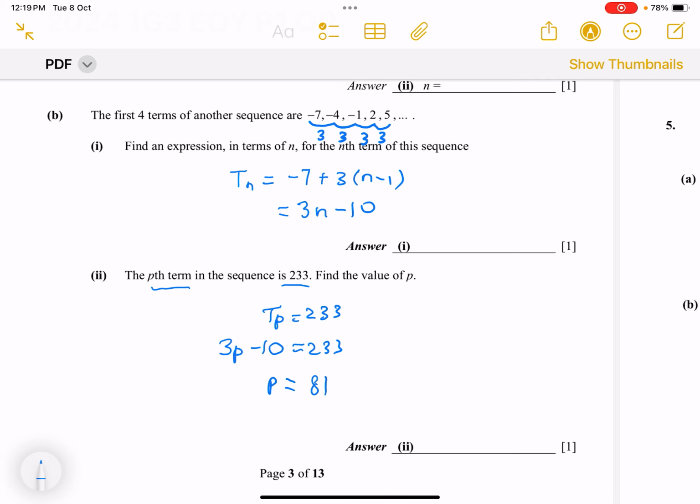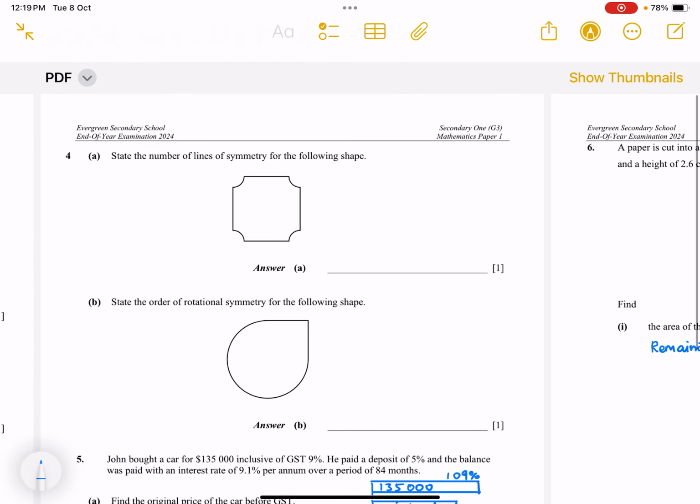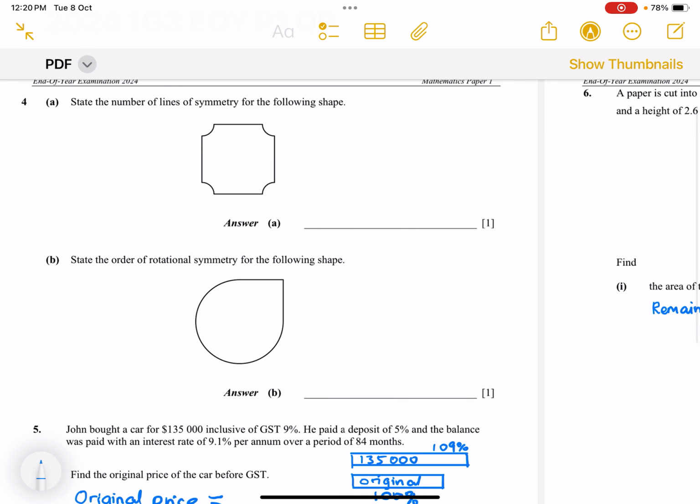Now we move on to the next question. It is on symmetry, lines of symmetry. Now this looks like a square, so it should have the same lines of symmetry as a square, where we can draw it in. This will divide the figure into 2 equal halves. This another. Then we have this and this. Okay, so there are 4 lines of symmetry.